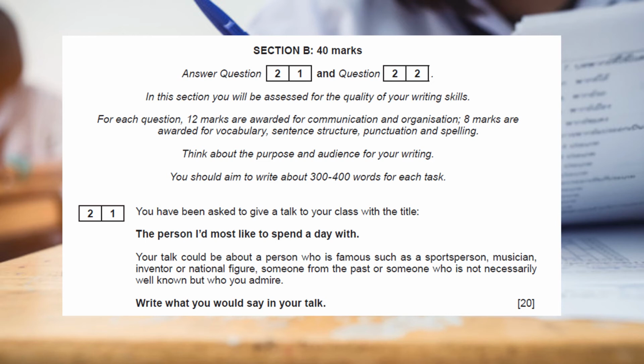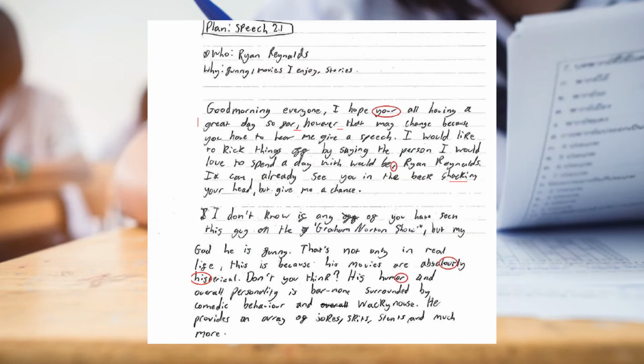So notice once again, it gives lots of suggestions that you could write about in case you're a little bit stuck in the test. Once again, you'll notice it's something that the exam board feel you can connect with and something you should better answer with minimum planning first. Once again, it says write what you'd say in your talk. Let's see what some candidates wrote then in response to this task.